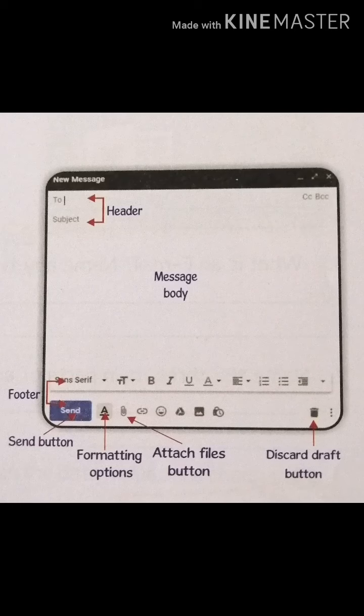The subject, a brief summary of the content of the message, is typed into this box. Body will contain the actual content of the email, and the footer of the email will have the send button, button to attach files, discard button, draft buttons. We can also send attachments like documents, images, and videos, etc. to the recipient by clicking on the Attach File button.